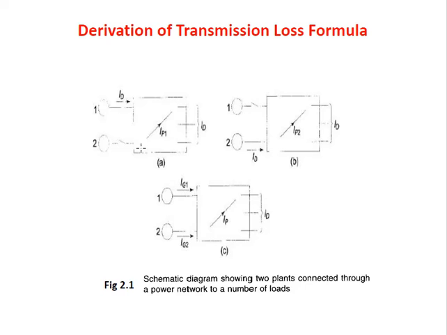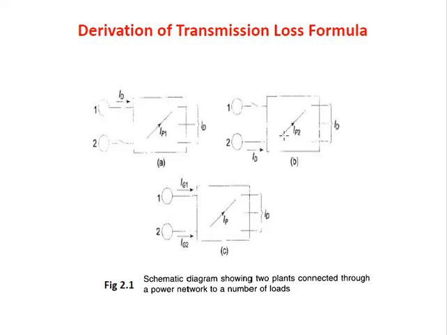From figure 2.1a, we can observe that generating station 2 is in open condition, so it does not carry any current. That is, generating station 2 is off, and generating station 1 is connected to the network. So the entire load current ID is generated by generating station 1 and transmitted through the network. The current carried in the network is IP1.